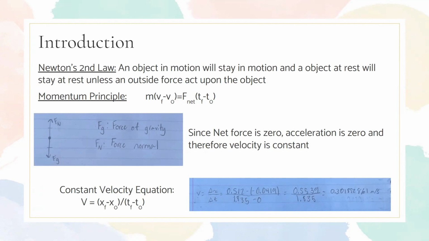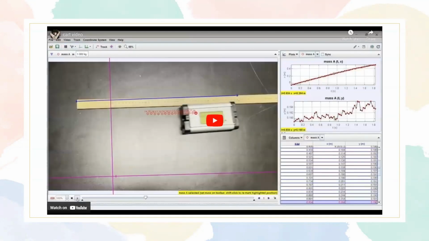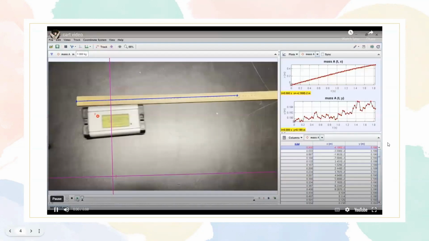Since velocity was constant, I was allowed to use the constant velocity equation, or the definition of velocity, which is velocity equals change in distance over time. And you can see in that second photo where I used it to calculate the final velocity. So you can see the final position for my experiment minus the initial position over the time. And you can see that I get the velocity of the experiment, which is 0.301852861 meters per second.